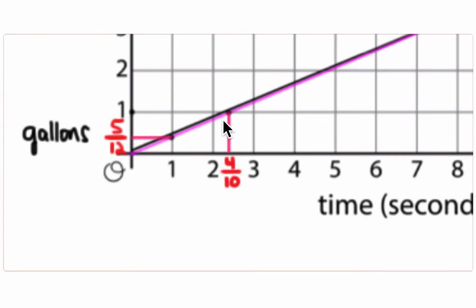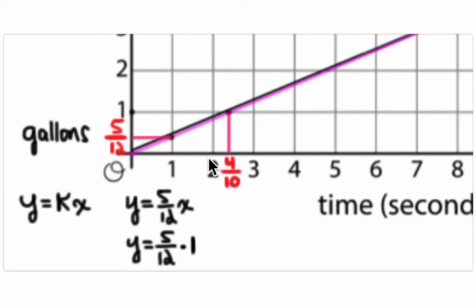And if you go past that, to have 1 gallon flow into the bucket, it takes 2 seconds and 4/10 of a second. So I'll show you that calculation in just a moment, which is a little bit less than half. It's 1/10 less than half. So this is 4/10.